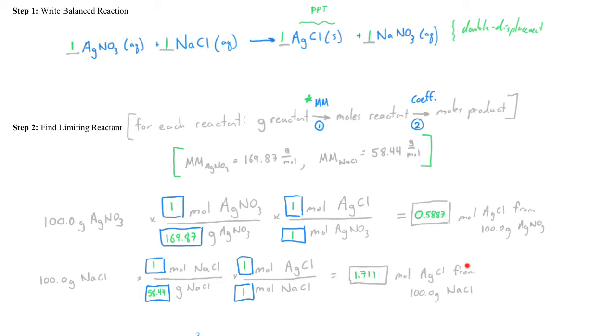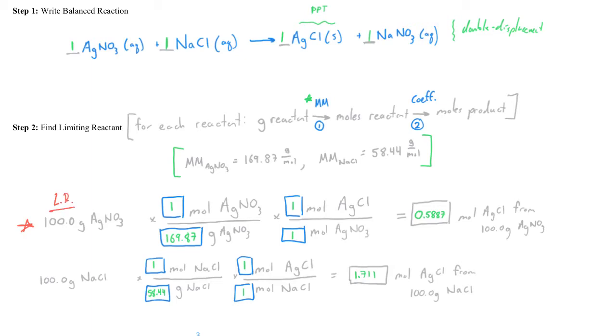There's no way we'll ever be able to make that much silver chloride because we would run out of silver nitrate once we hit 0.5887 moles. So we've established that silver nitrate is our limiting reactant. So I'm going to put a little star there and then say LR to indicate that.